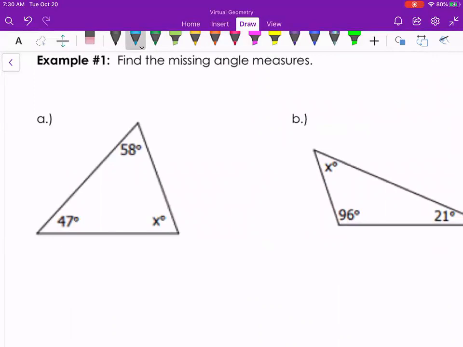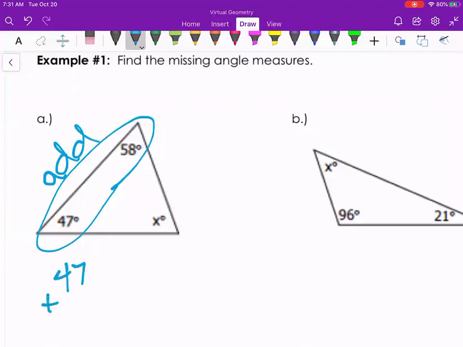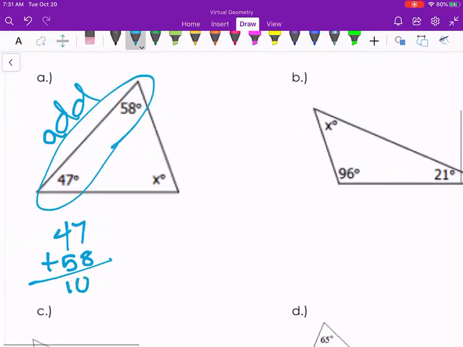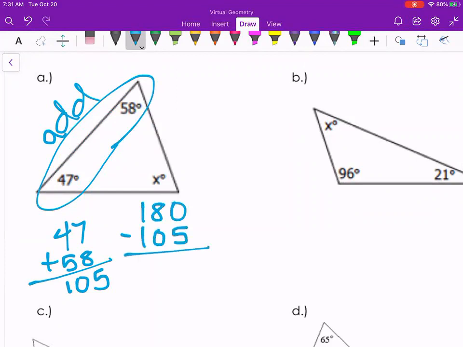So right now I have two of my angles. So one thing I can do is add those up and see how much that's going to give me. So 47 plus 58 would give me 105. And now if I take that away from 180 degrees, because again, 180 is supposed to be my total, and I've used up 105. So 75 is my leftover. So X is 75 degrees.